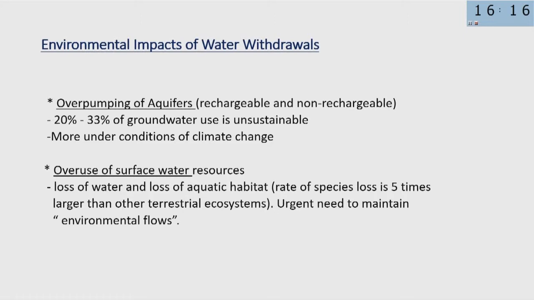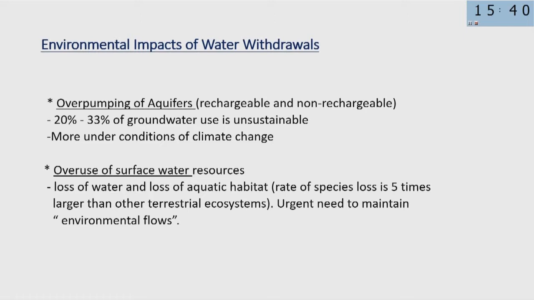Now, the environmental impacts of water withdrawals are of two kinds, speaking in macro terms. One is the overpumping of aquifers, rechargeable and non-rechargeable. We are overpumping both of them. The latest estimations are that between 20% and 33% of groundwater use is unsustainable. Unsustainable meaning that in the case of confined aquifers, they will be depleted. And in terms of rechargeable aquifers, the overpumping is larger than the natural recharge of the aquifer.